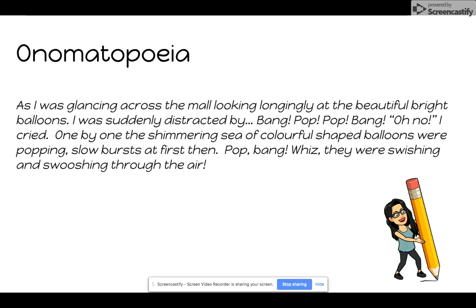If you pause the video, can you count how many examples of onomatopoeia are in that small piece of writing? Did you guess correct? I spotted 10 examples of onomatopoeia used in that writing paragraph.